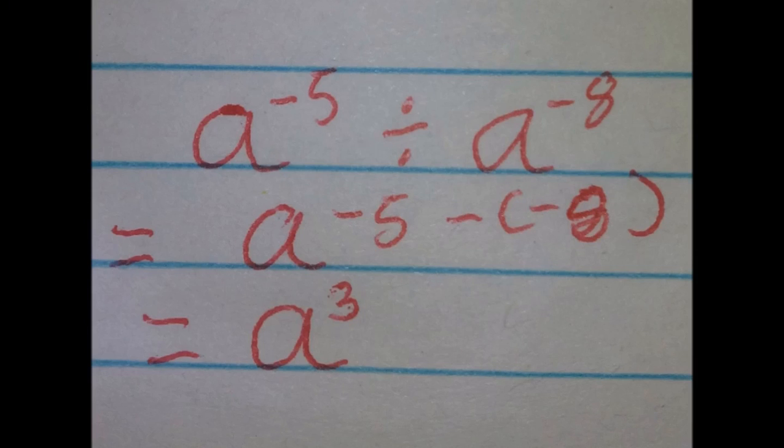In this example, we're going to be solving a exponent negative 5 divided by a exponent negative 8. And for this, we're going to be using the division rule, which means because they have the same base, which is a, all we have to do is bring them together and make it a exponent negative 5 minus negative 8 in order to further simplify. And that will bring us to a exponent 3.